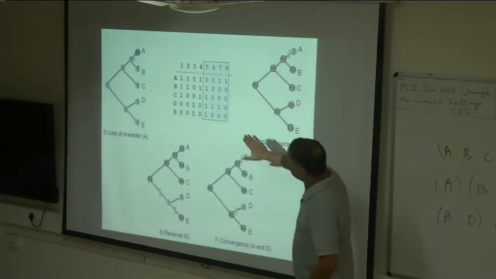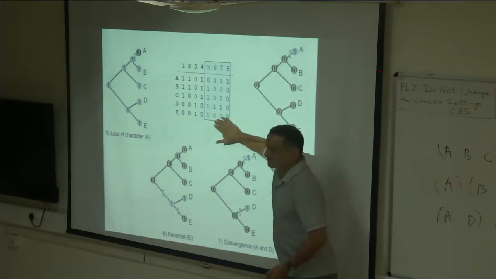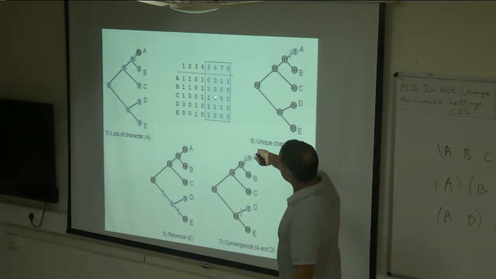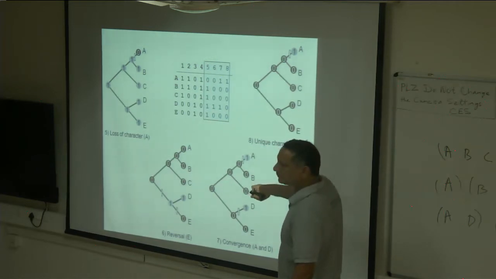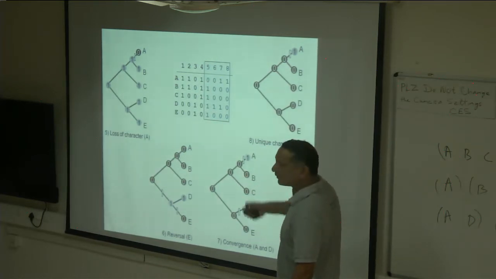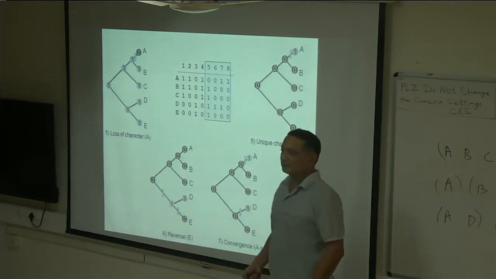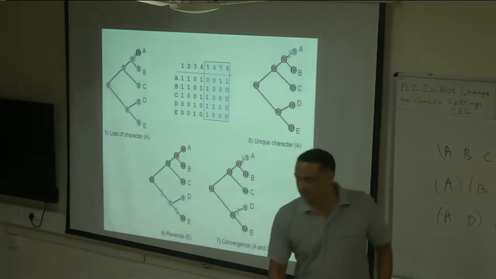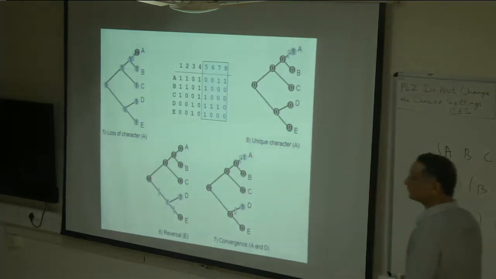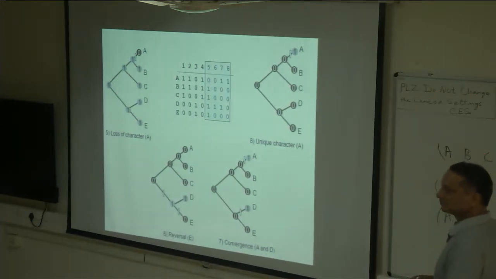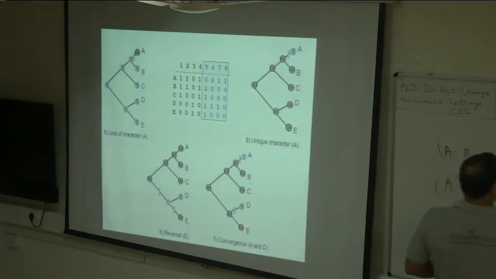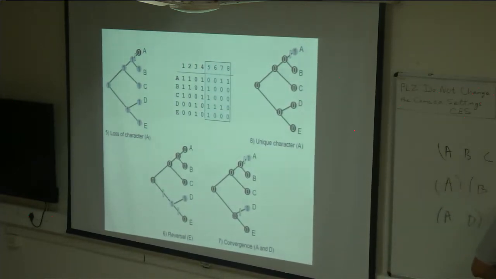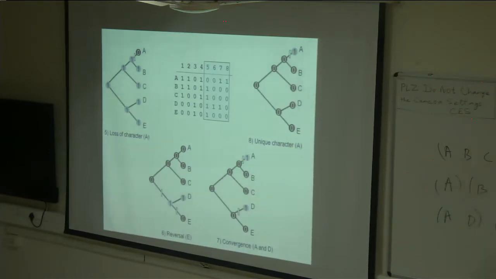Okay, if you look at these characters, what is the tree that you will get? If you use character 5, and if you didn't have the tree, what kind of a tree would you draw? A would be separate. Right? Do we want to do this switching and all that? No, forget it.